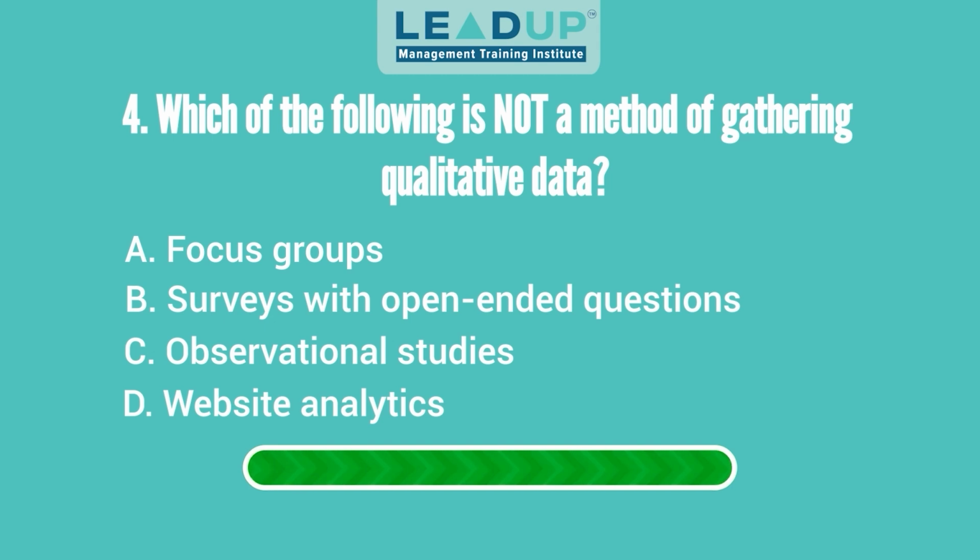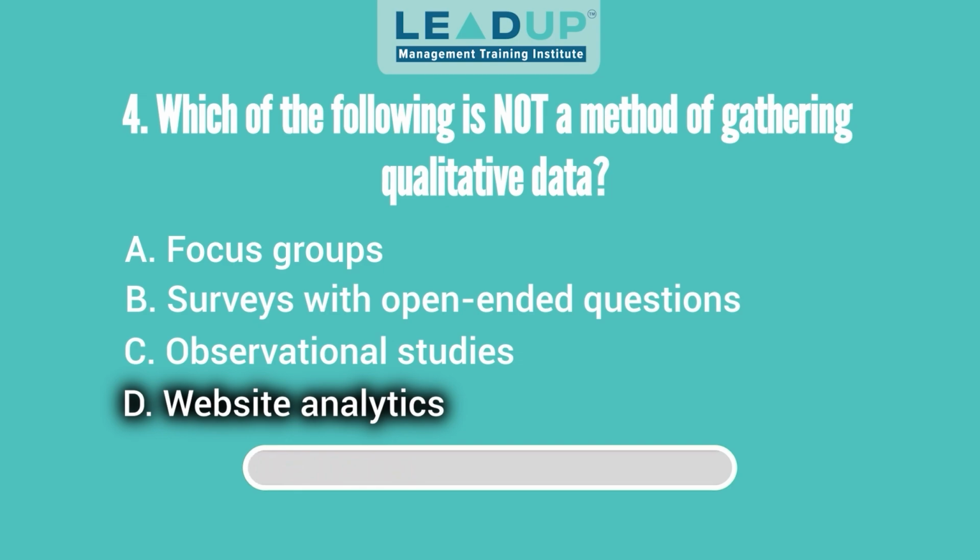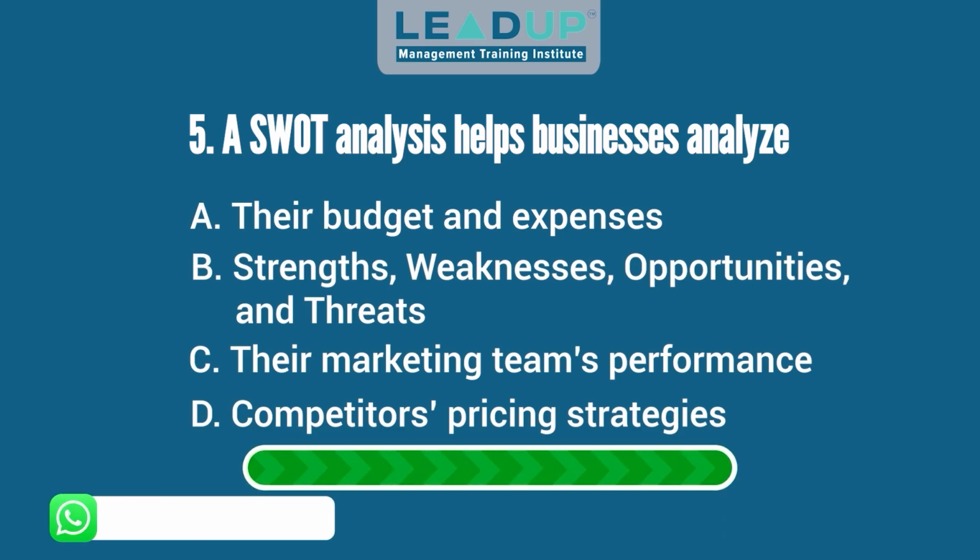Question 4. Which of the following is not a method of gathering qualitative data? A. Focus groups. B. Surveys with open-ended questions. C. Observational studies. And D. Website analytics. Answer: website analytics.